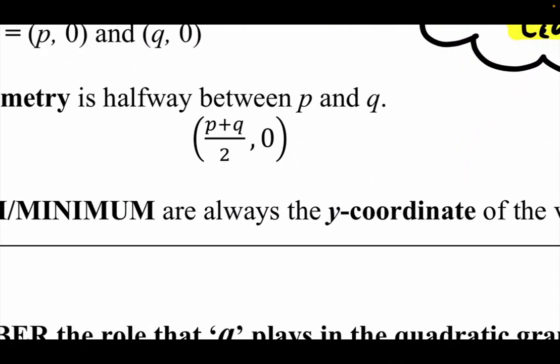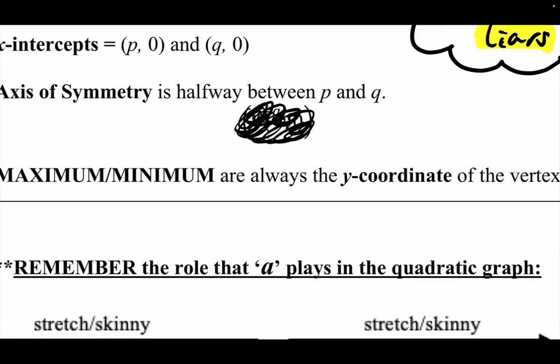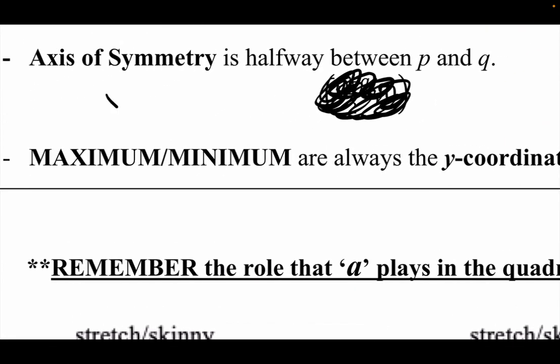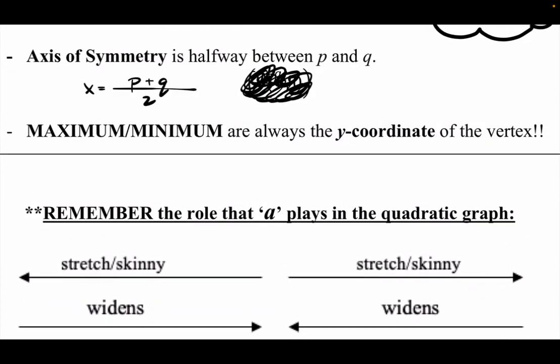How do you find the axis of symmetry? I wrote this down wrong. I forgot to change it, so this is how I scratched that out. The axis of symmetry is halfway in between. So if something's halfway in between, the way to find it is to add up P and Q, and divide by 2. Okay, and then maximum, minimum, same as always.